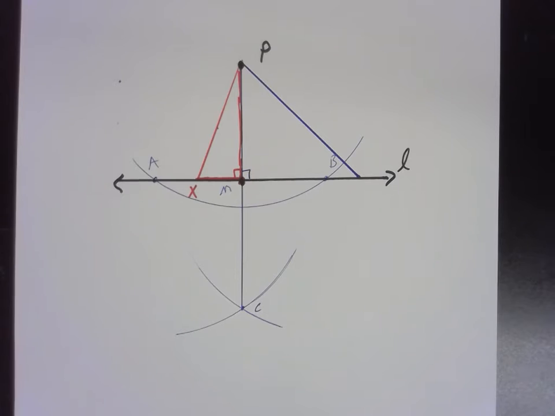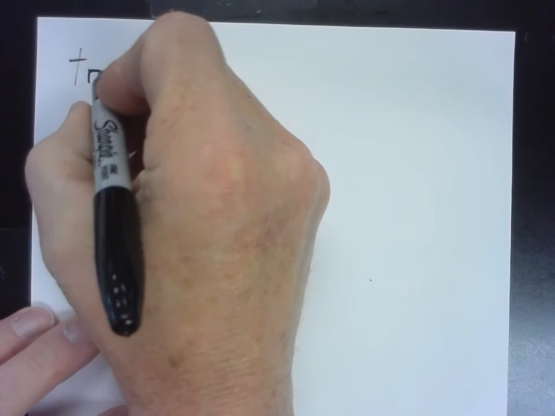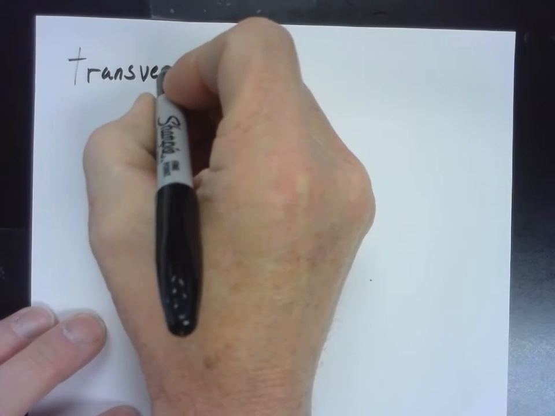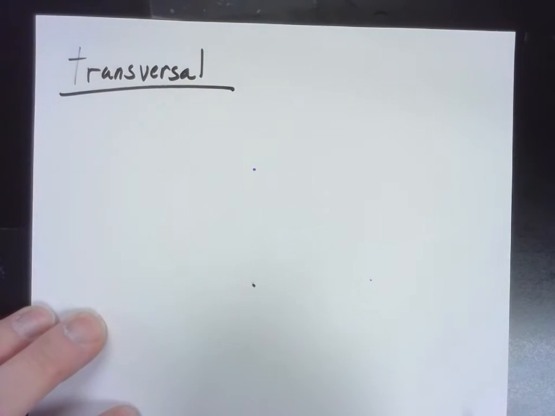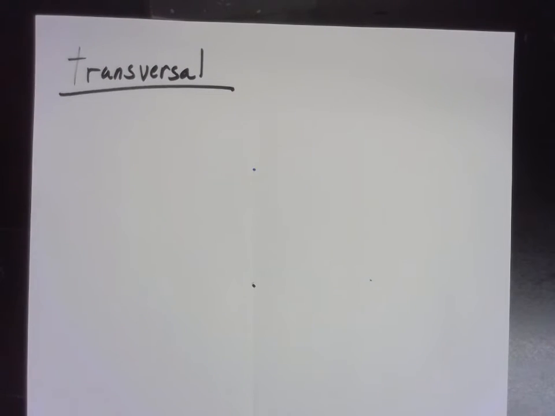Okay. Now, this is the word. This is word day. We're going to talk about transversals. You guys have heard of the Transcontinental Railroad, haven't you? Why is it called the Transcontinental Railroad? It traverses the entire continent, doesn't it? So it goes all the way across.